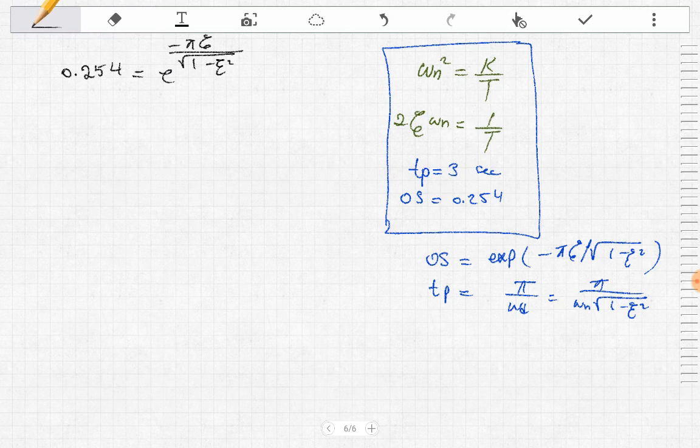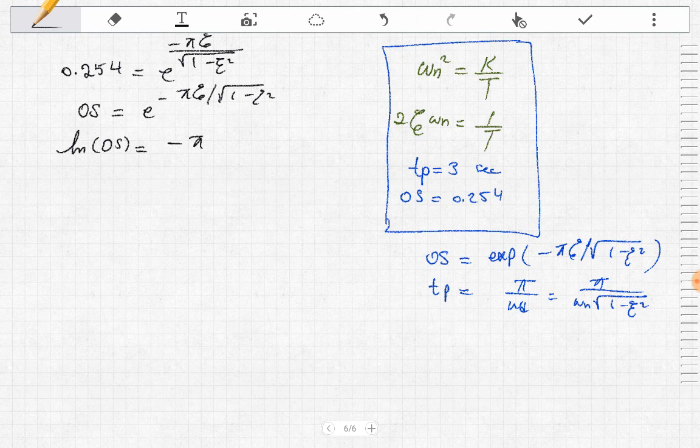You take ln, all right. So let's find the expression. We'll say the overshoot is equal to exponential of minus pi eta over square root of 1 minus eta squared. Just make it in symbols so we can find the expression. Take ln: ln of the overshoot is equal to, the ln will cancel the e, so minus pi eta over square root of 1 minus eta squared. Then what will you do?